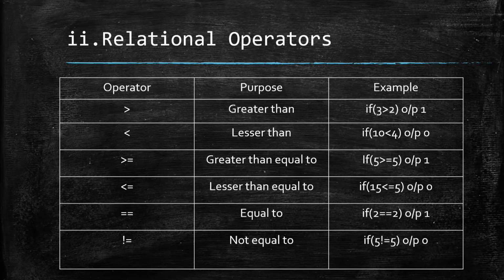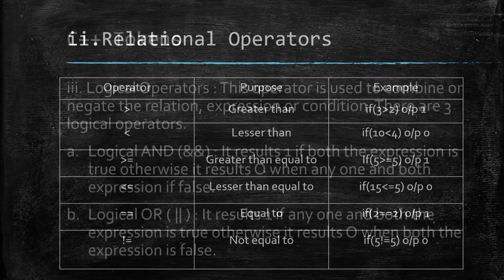And for not equal to, we use an exclamation mark followed by equal to. It's the combination of exclamation mark and equal to that denotes not equal to. Fine. So if 5 not equal to 5, is it true? No, the condition is false. So the output is 0. Fine. This is all about your relational operators.